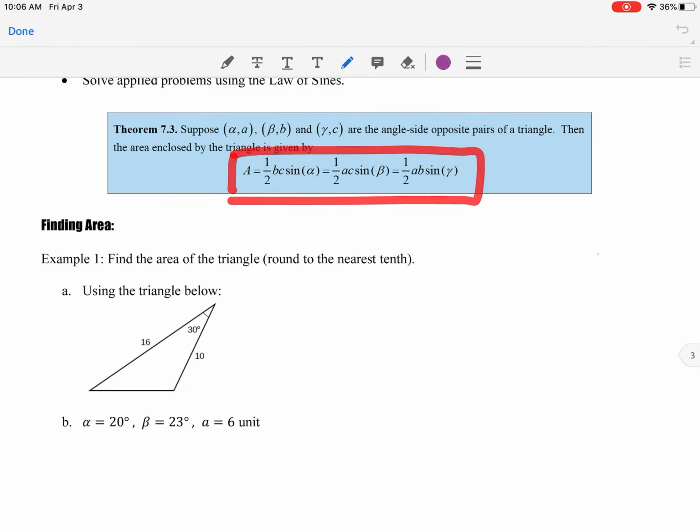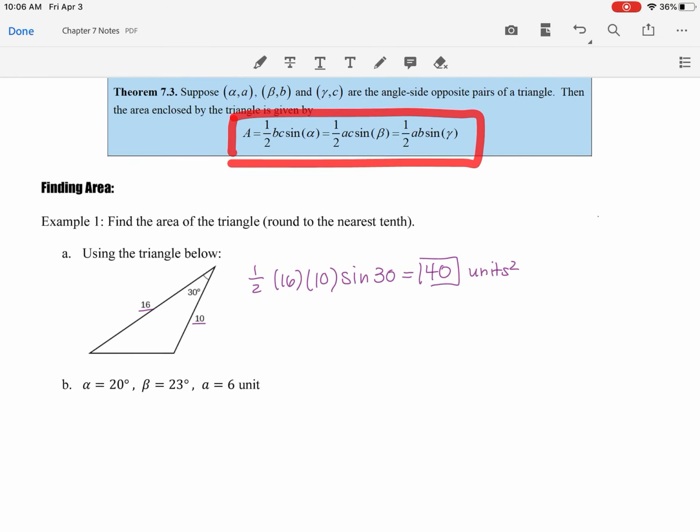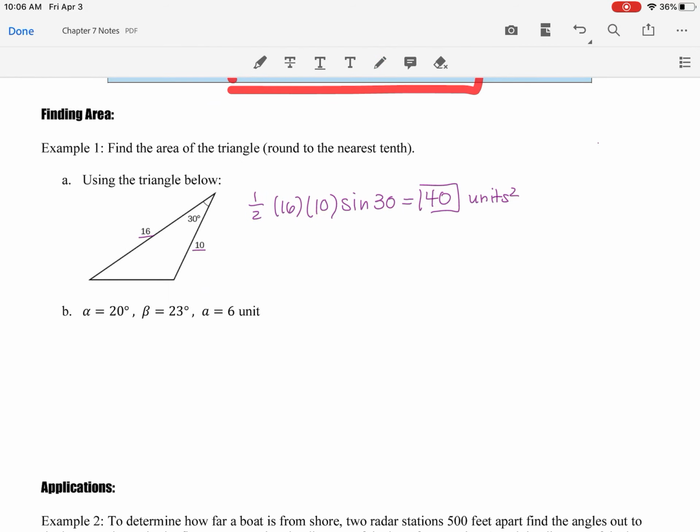Notice it's basically 1/2 the two sides times sine of the angle between them. So as we're looking at this picture, we've got our two sides of 16 and 10, and the angle between them is 30. So we just apply the formula 1/2 times 16 times 10 times sine of 30. And this one ends up being a nice number of just 40. Technically, you could call it units squared if you wanted. Okay, let's look at the next one.